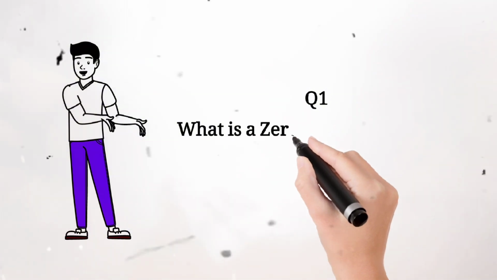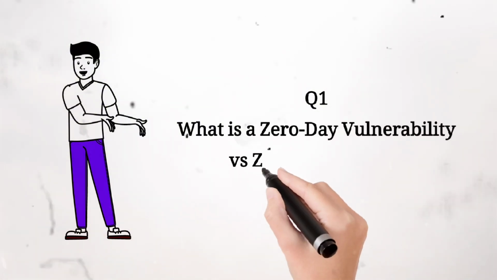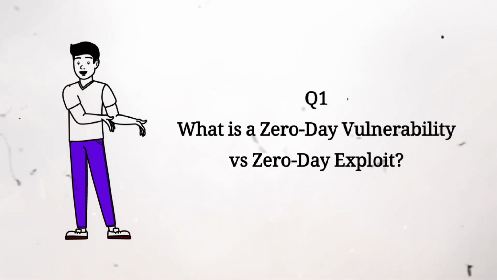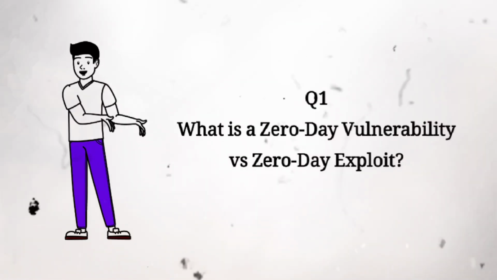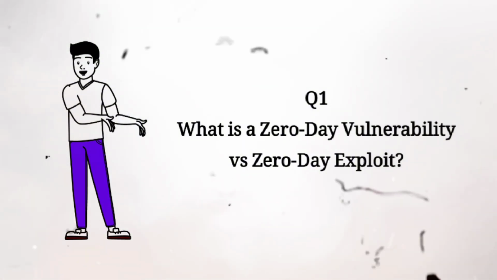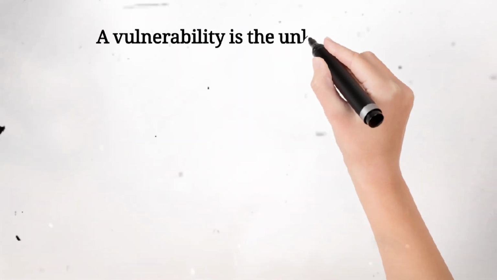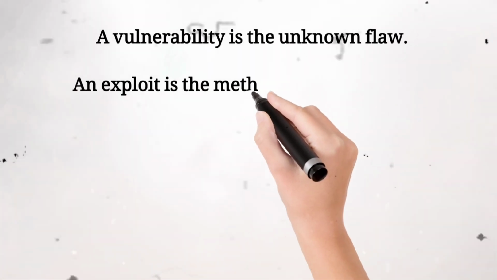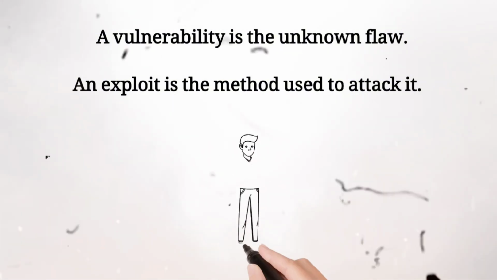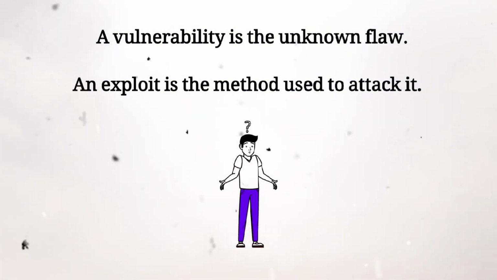1. What is a zero-day vulnerability versus zero-day exploit? You have 10 seconds to think. Your time starts now. A vulnerability is the unknown flaw. An exploit is the method used to attack it. If you mix those up, you're not alone.